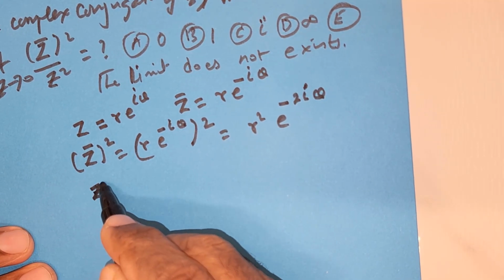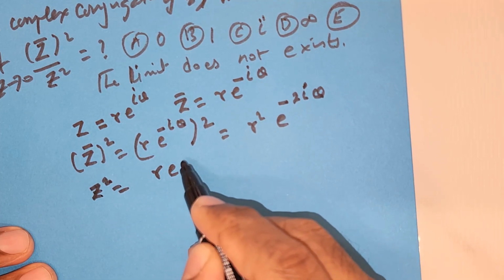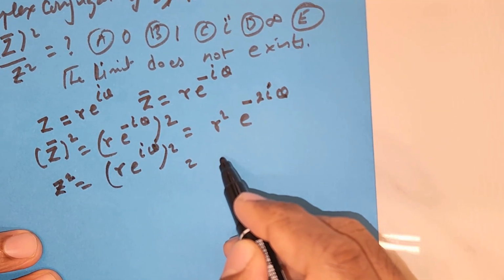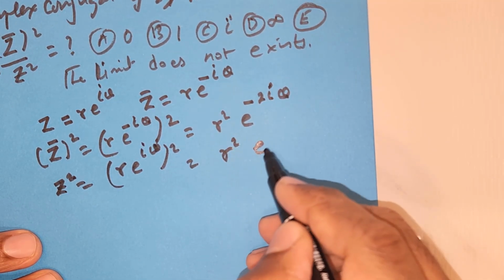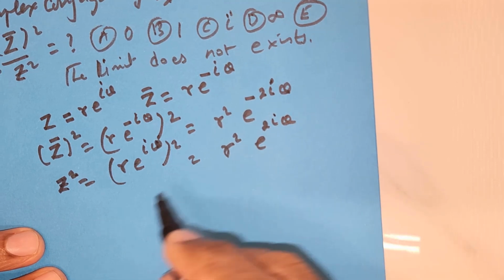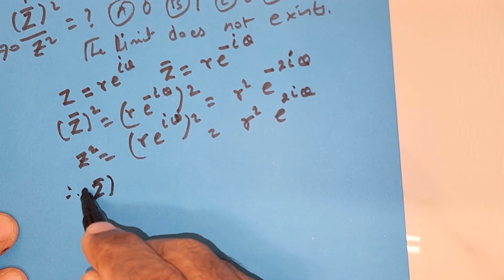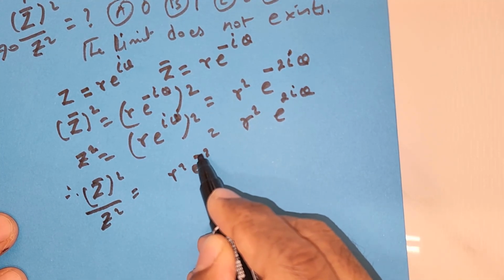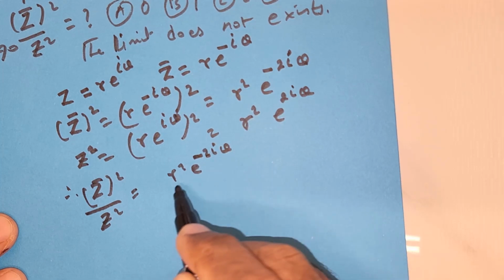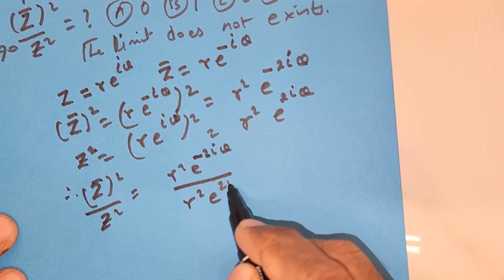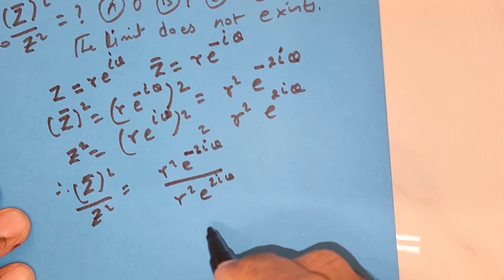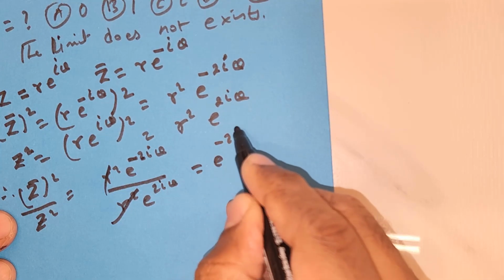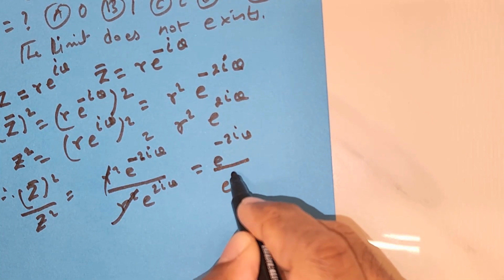Now let me consider z squared. This is r times e raised to the power of i theta, raised to the power of 2. I square it, I get r squared e raised to the power of 2 i theta. So z bar squared divided by z squared is r squared e raised to the power of negative 2 i theta divided by r squared e raised to the power of 2 i theta. This has a negative sign, this has a positive sign. R squared goes off, so you have e raised to the power of negative 2 i theta over e raised to the power of 2 i theta.